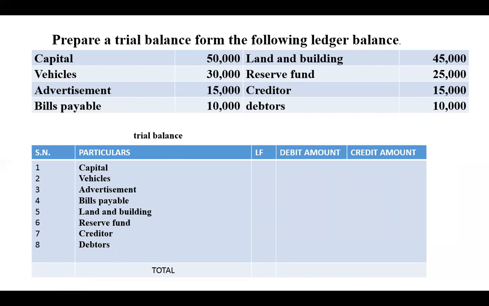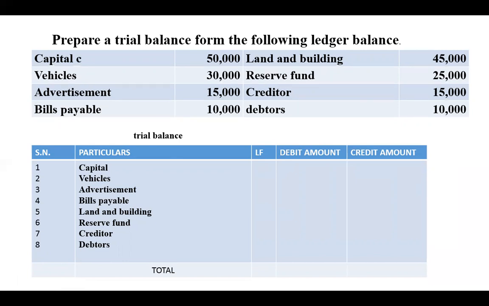Then the next step is to separate whether this is the debit or credit side. So let us see first. So this capital, is it debit side or credit? So let us write C for credit and D for debit. Capital comes in the credit portion, so let us write C. Vehicle is debit or credit?